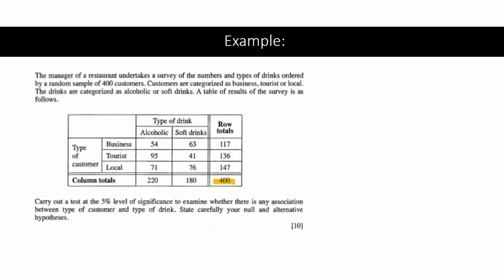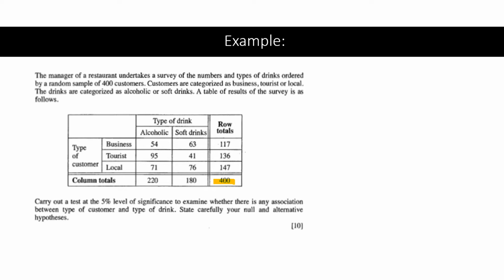Carry out a test at the 5% significance level to examine whether there is any association between the type of customer and the type of drink. State carefully your null and alternative hypotheses. Look, there's 10 marks for this. They're not breaking it down for you. You need to know how to do a full test on this.